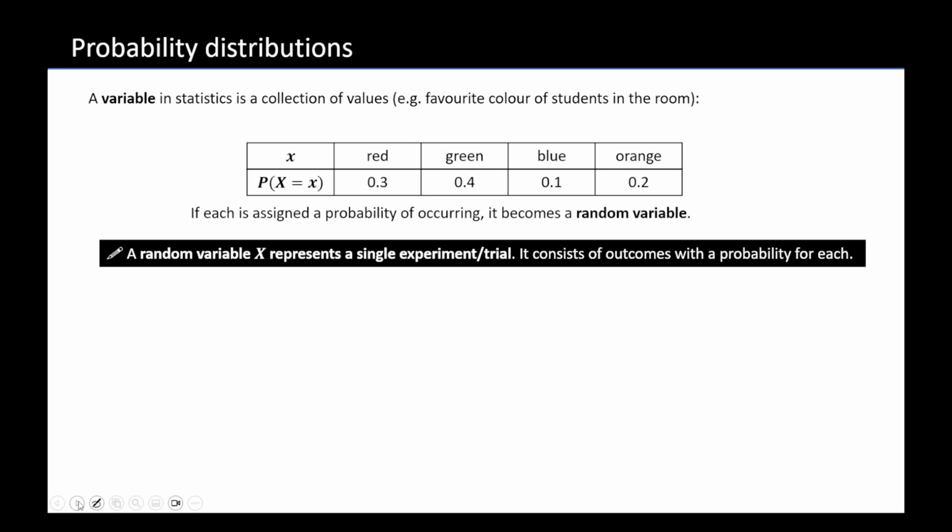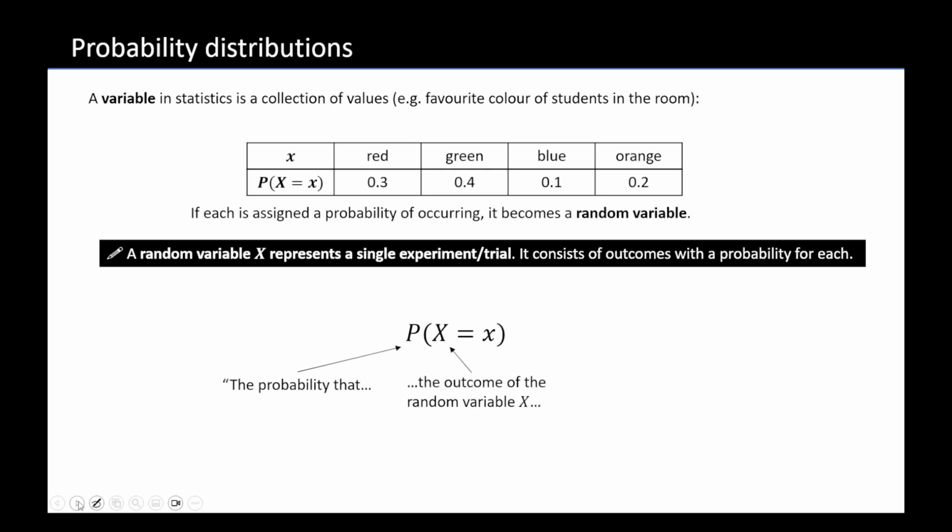Now, random variable X represents a single experiment or trial. It consists of outcomes with a probability for each particular value. Now, in terms of the notation, you'll tend to see this notation used a lot in this particular topic. Now, what this actually means, well, the P represents the probability that X represents the actual experiment.